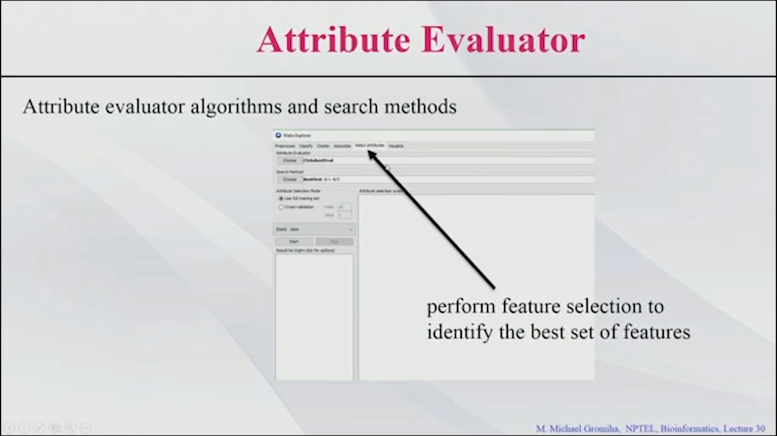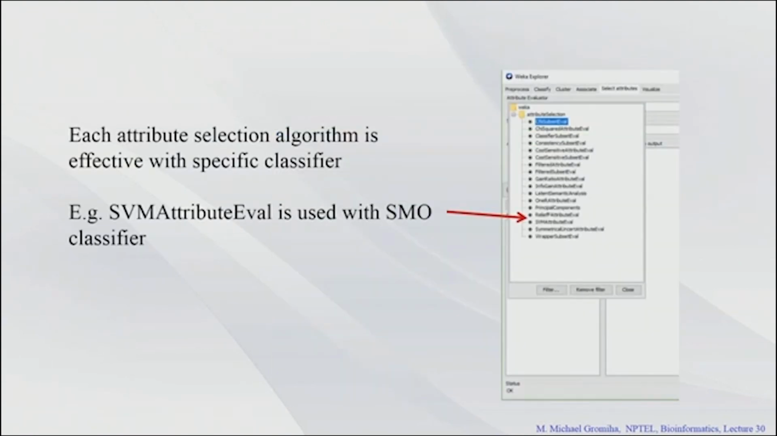In Weka also we have the attribute evaluator, we can do that manually, or you can use the attribute select in Weka. This performs feature selection to identify the best set of features. If you do this, it will give you an option: these are the probable features which can give the best performance. In this case each attribute selection algorithm is effective with a specific classifier. So for each classifier they use different algorithms to optimize these features.